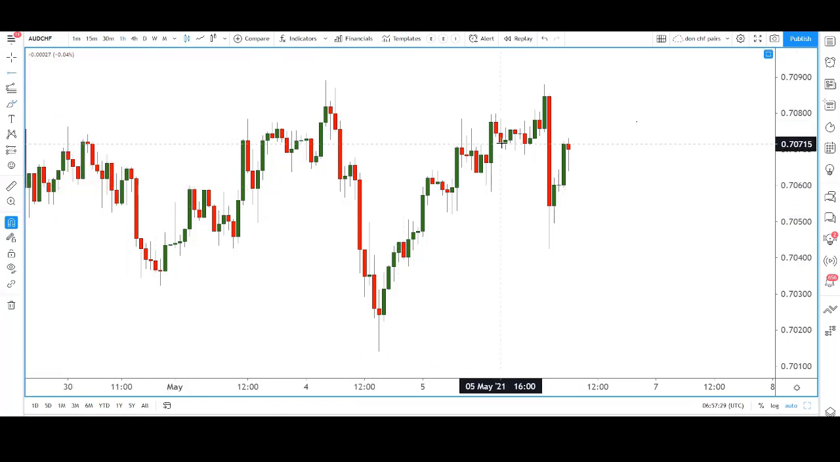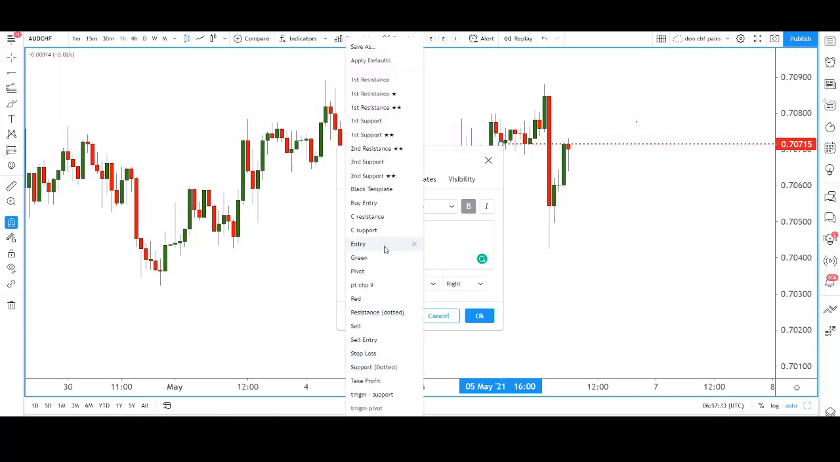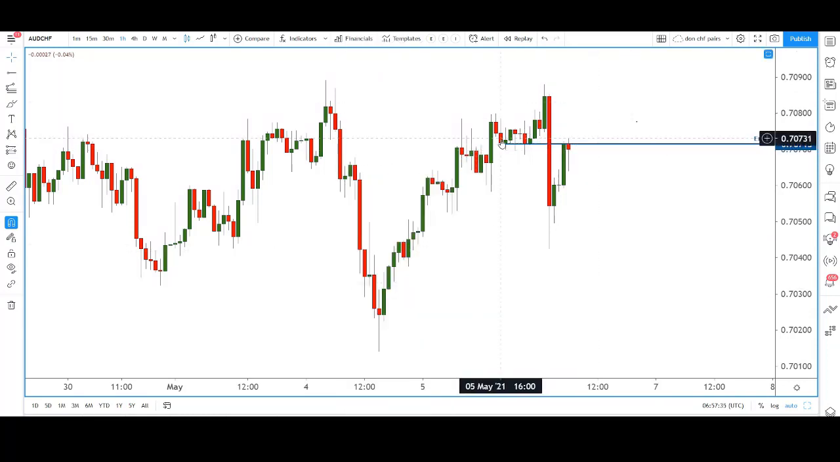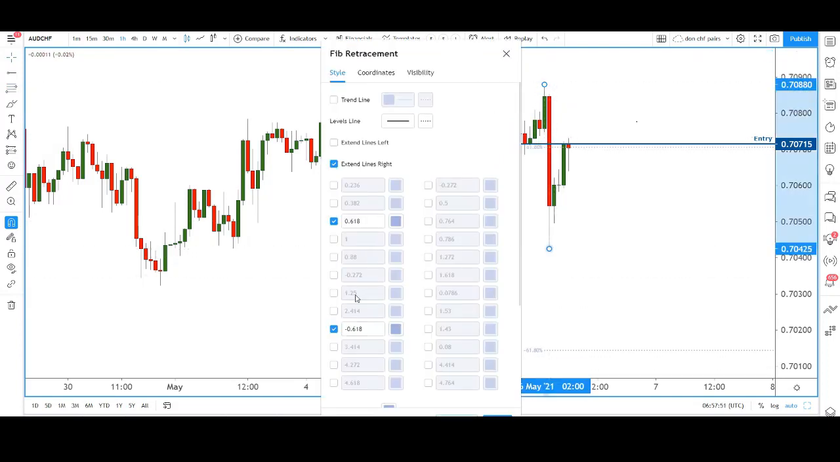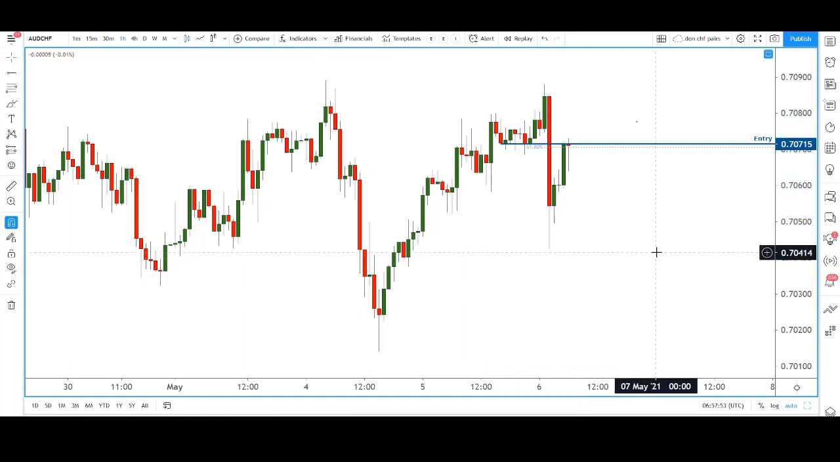What we can do is I immediately see this level. Let me change that to entry. This is a really strong level. It has been tested as a support twice before price broke through, a really strong breakthrough, and now price pulled back to retest it as a resistance. So this is a pullback resistance level, and in fact if I draw a Fibonacci retracement from high to low, immediately you can see the 61.8% is right there.